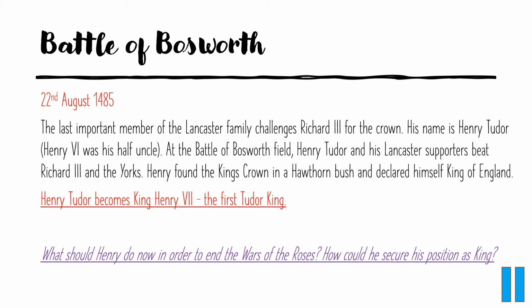So just pause and have a think. You might want to scribble a few notes down in your book. But what should Henry do now in order to end the Wars of the Roses? Because there's been several battles throughout these 30, 40 years. And after each battle, someone wins, but then another battle happens. So what could Henry do to make sure that he secures his position as this new King of England? And what could he do to make sure there wasn't another battle after it? Have a think and write some ideas down.